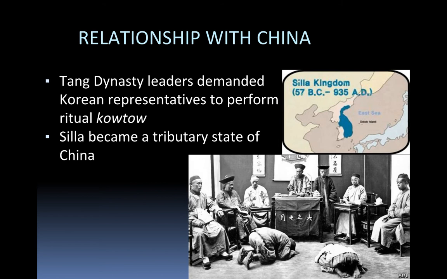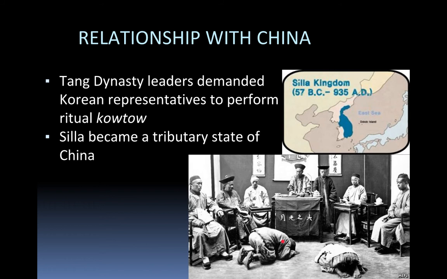The Korean dynasty, which we'll elaborate on soon, the largest one was the Silla dynasty, which we can see located here in eastern Korea. And the Tang dynasty demanded that any representatives from the Silla kingdom visiting China would have to perform the ritual kowtow ceremony, which we've discussed before, but just as a reminder, this is a tradition where visitors to the emperor bow so that their head touches the ground.